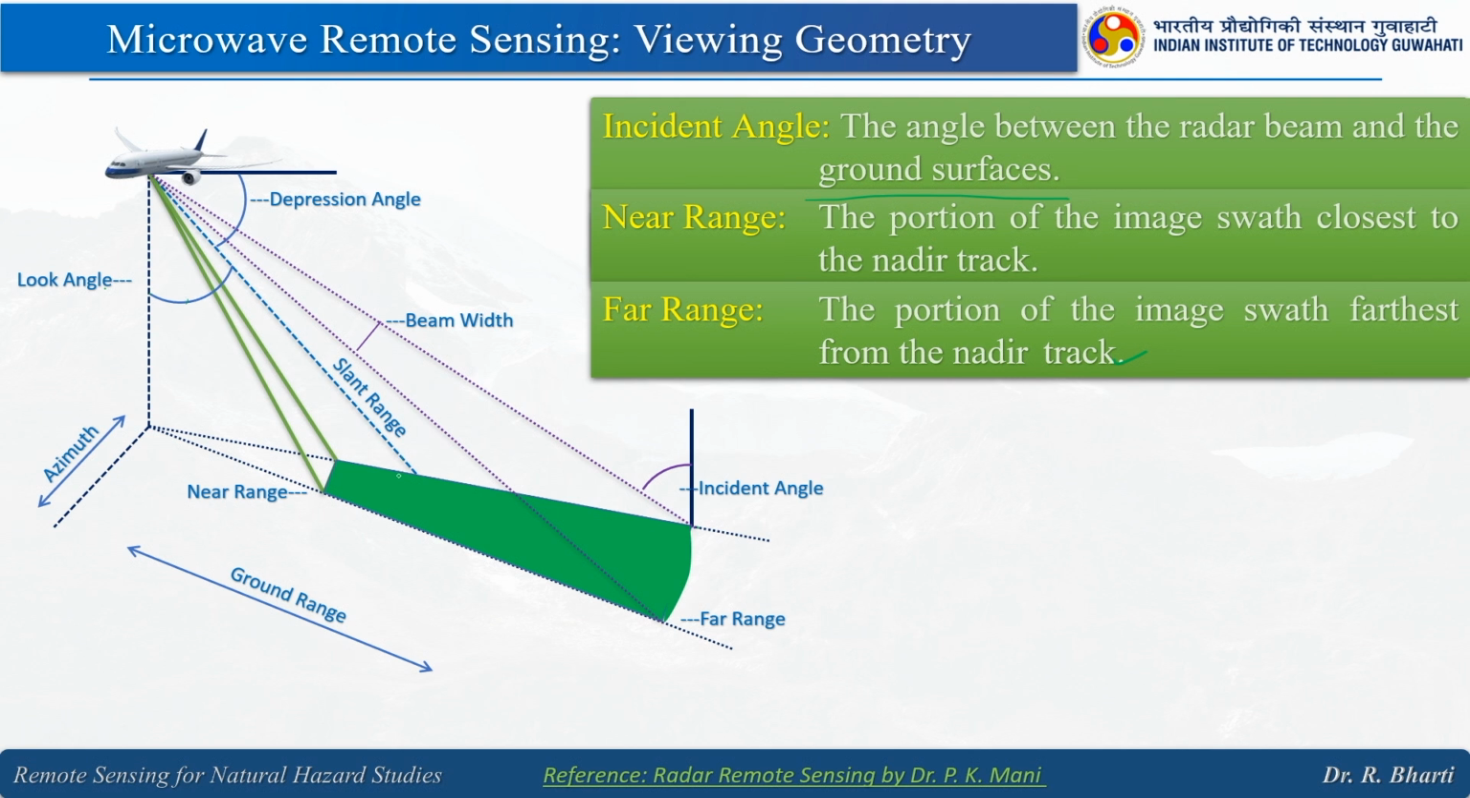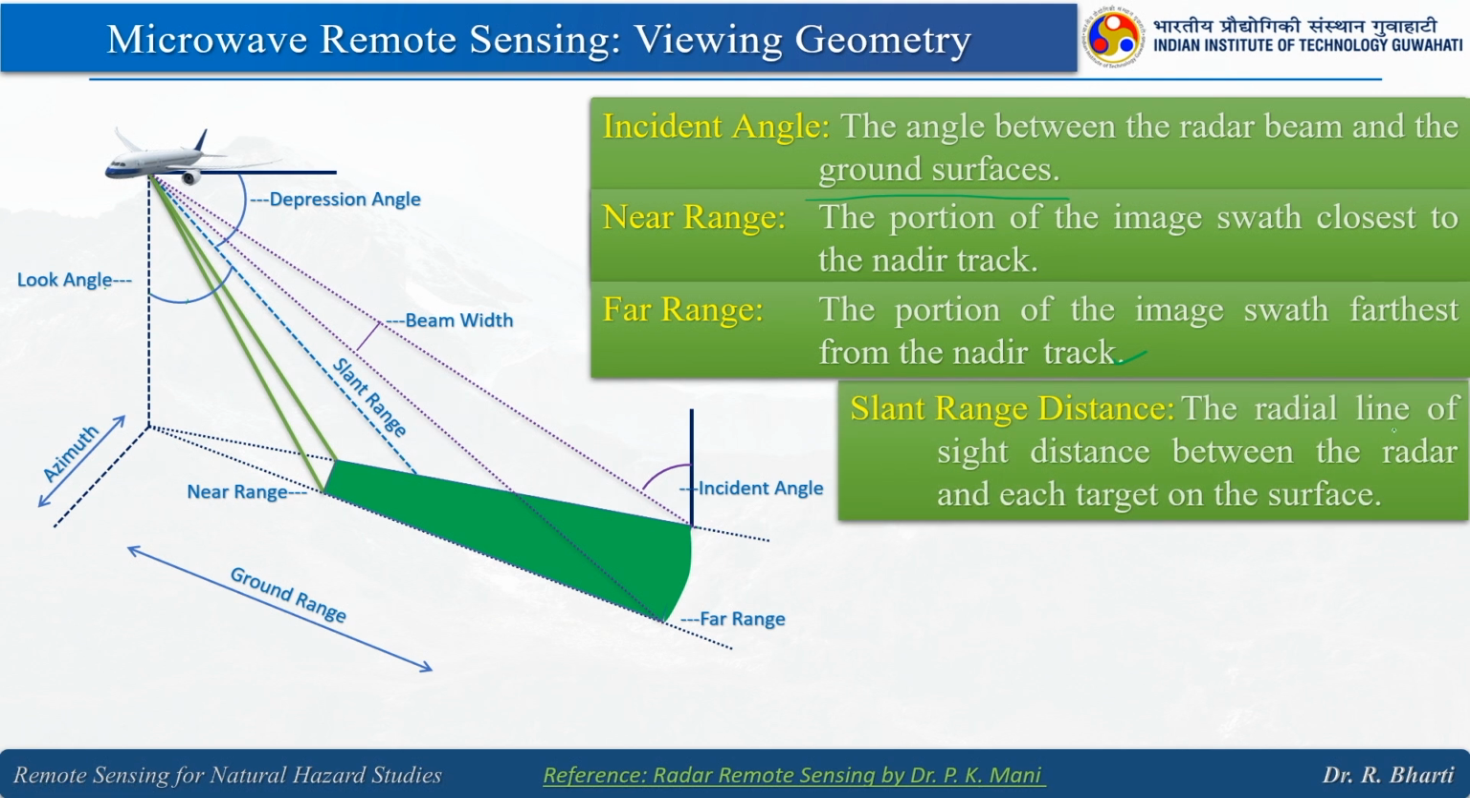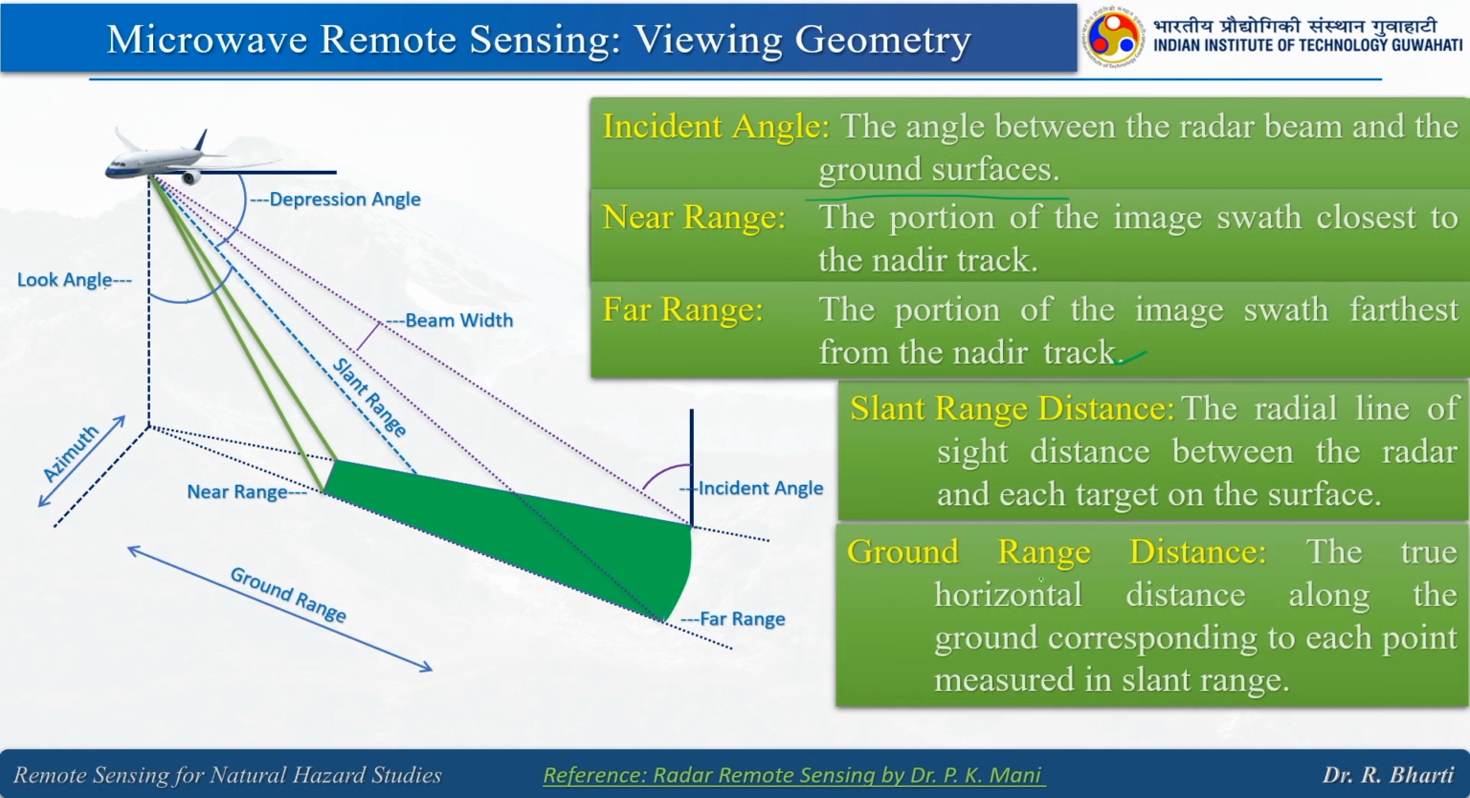Then this is the slant range that we have already seen in the previous slide: the radial line of sight distance between the radar and each target on the surface, right. So, that is your slant range. Now comes the beam width. What is the width of the beam that is being used in this particular measurement? Then ground range distance: the true horizontal distance along the ground corresponding to each point measured in slant range, right. So, this is ground range distance.